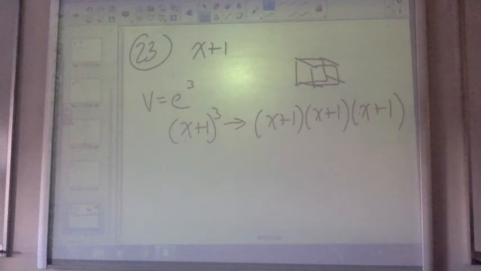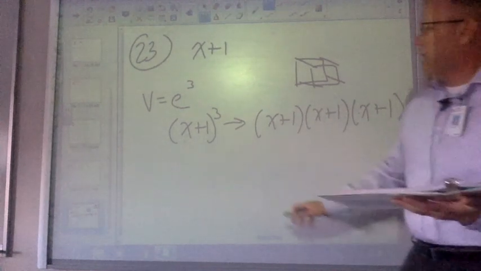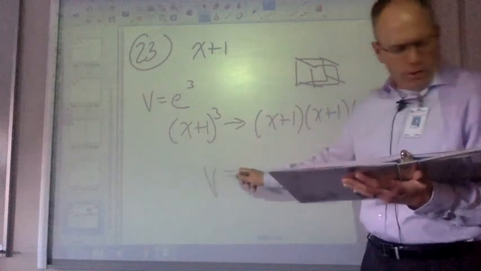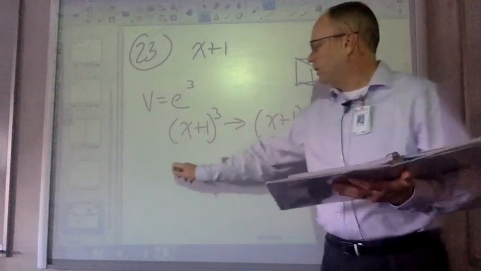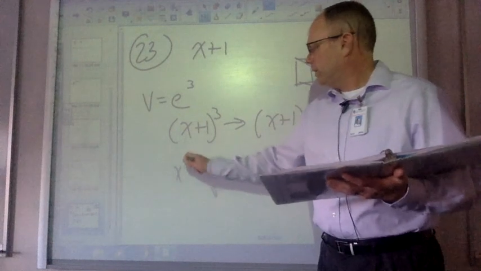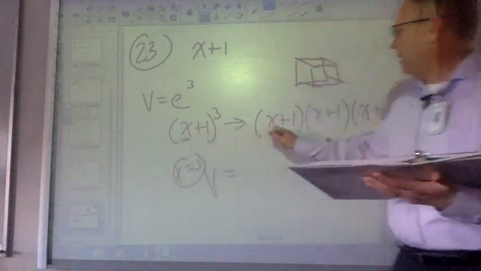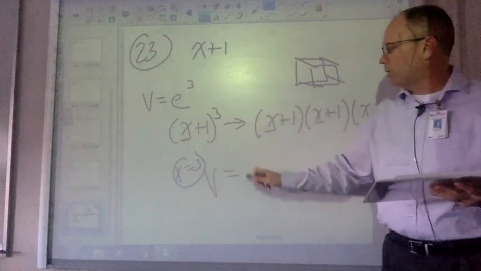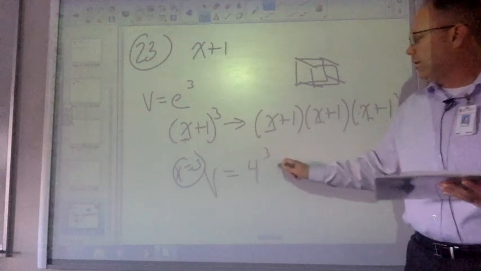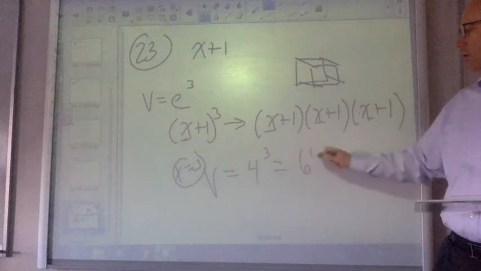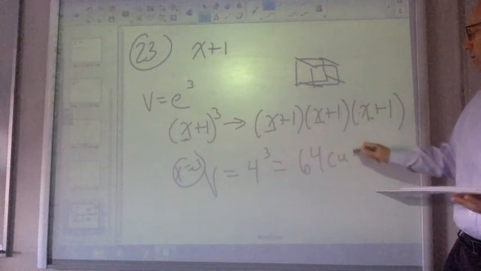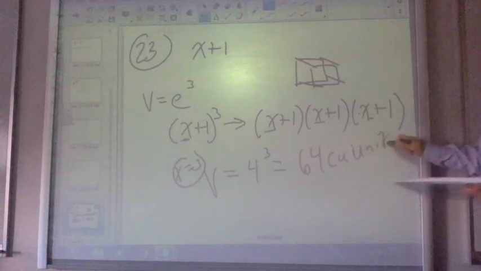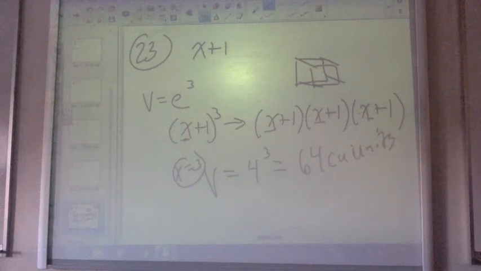And then what would the volume be if we knew that x is equal to 3? Well, you can plug 3 into any one of these locations and get an answer. So 3 plus 1 is 4, so I get 4 to the third. So 4 times 4 times 4 is 64 cubic units. Okay? That's how I would go about that one. Any other questions?